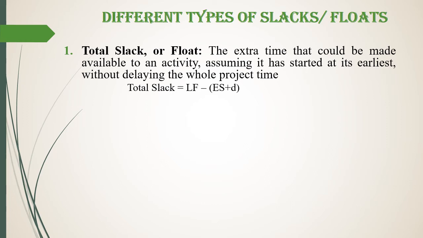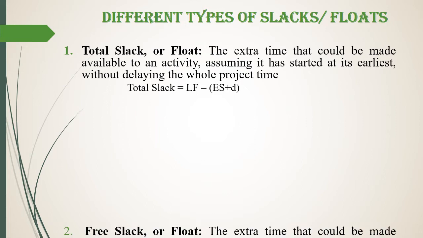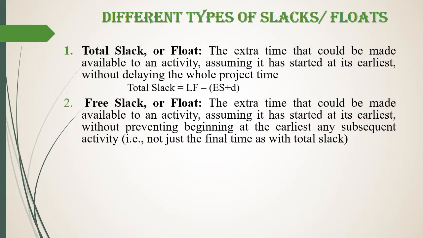where LF is the latest finish time, ES is the earliest start time, and D is the duration for the particular activity. The second one is free slack or free float. The extra time that could be made available to an activity, assuming it has started at its earliest, without preventing any subsequent activity from beginning at the earliest, that is, not just the final time as with total slack, which is obtained as free slack is equal to earliest finish time minus the sum of earliest start time and the duration.